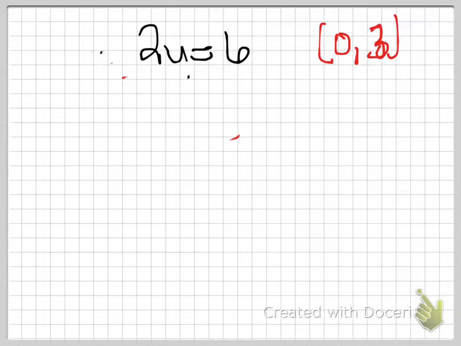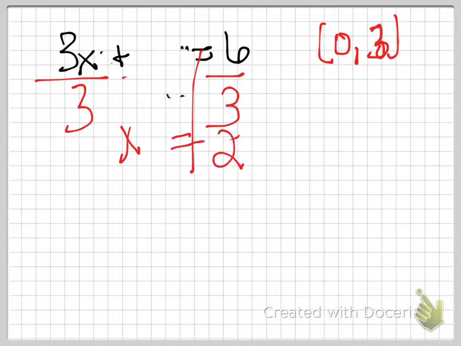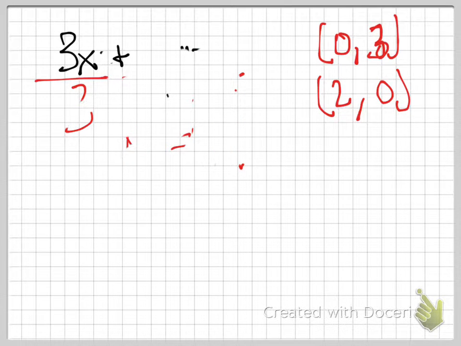But this time, I'm going to bring back my 3x, and I'm going to cover up my 2y. So I'm going to cover up y, literally cover-up method. This is all there is to it. I'm going to cover it up, and now I'm going to solve for x. Divide both sides by 3, x equals 2. So x is 2, y is 0, because I covered it up. So now I have 2 points, and I can just graph.